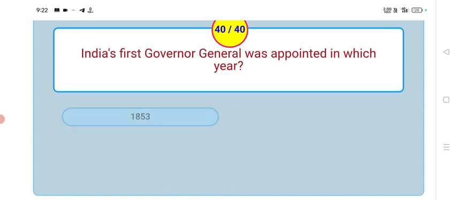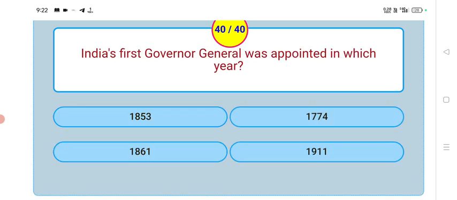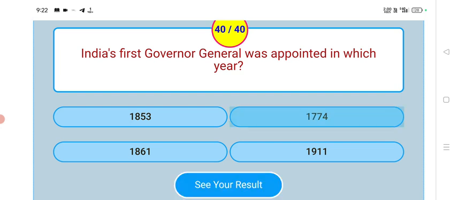Next, India's first Governor General was appointed in which year? Answer, 1774. India's first Governor General was appointed in 1774.